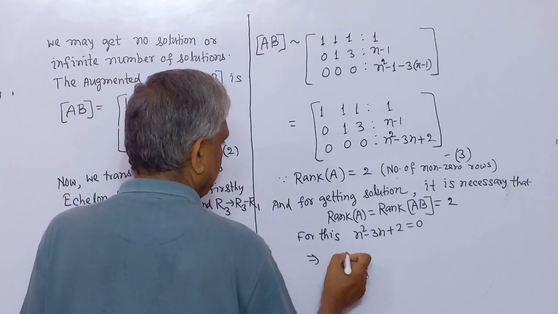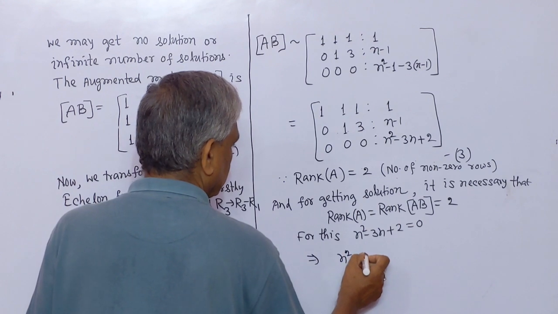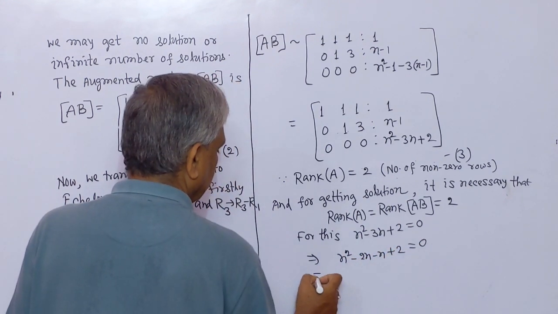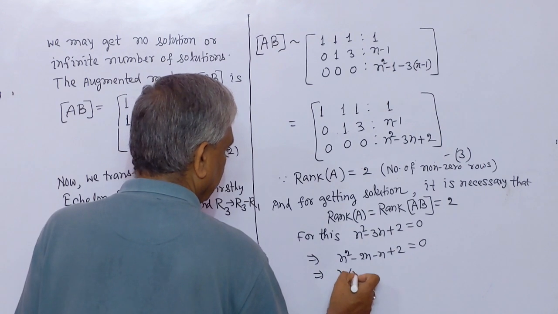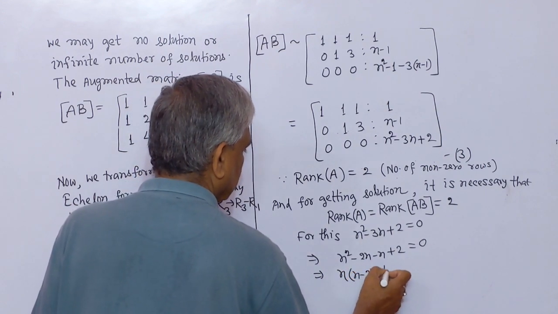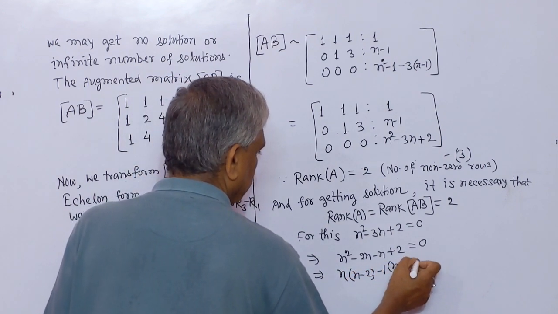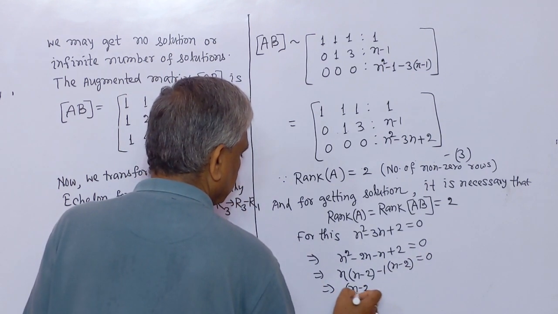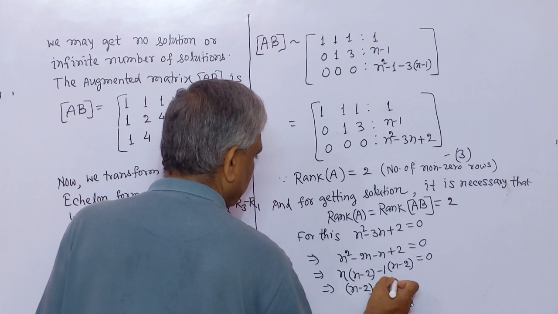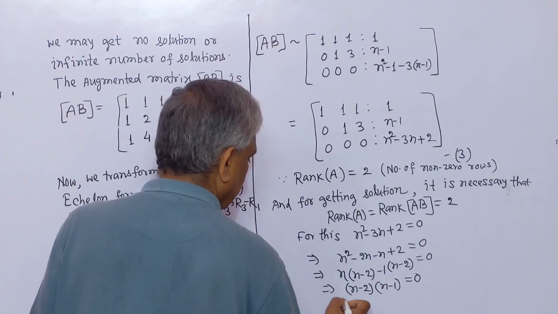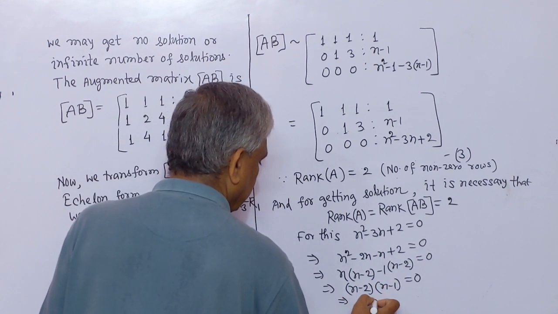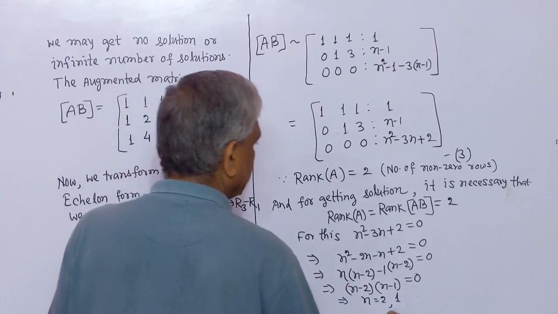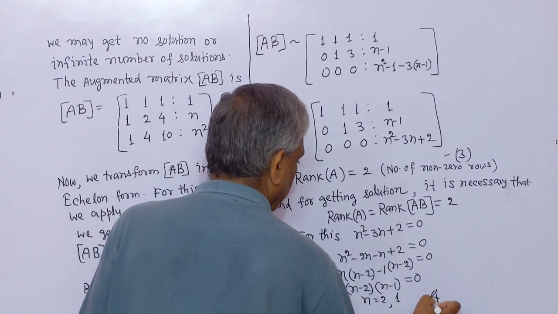This implies eta square minus 2 eta minus eta plus 2 equal to 0, which implies eta common, eta minus 2 minus 1 common, eta minus 2 equal to 0, which implies eta minus 2 multiplied by eta minus 1 equal to 0, which implies eta equal to 2 and 1. This is number 4.